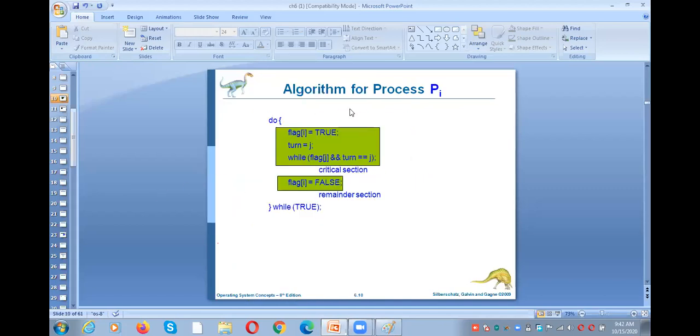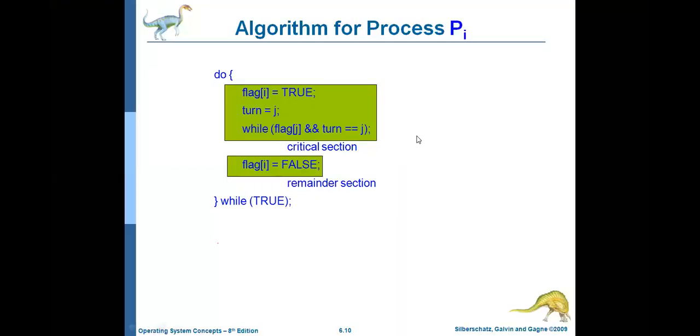So this is the thing, what I told you earlier, the same thing. So please follow the cursor. Flag of I equal to true, but turn equal to j. Remember this one here. Observe here. Two processes Pi and Pj. Flag of I equal to true, and then what will it do? Turn equal to j. Next, condition checking.